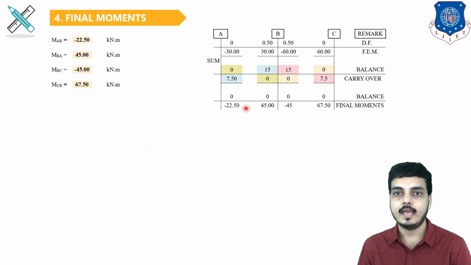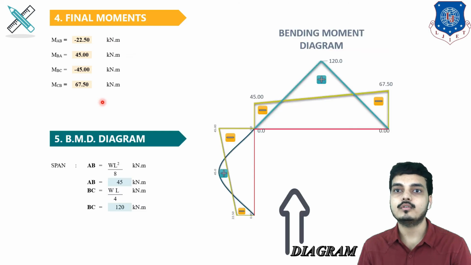Now our next step is to find final moments, which are these only. This is my MAB, MBA, MBC moment and MCB moment. I have placed them as they are. Last, we have to draw the bending moment diagram.